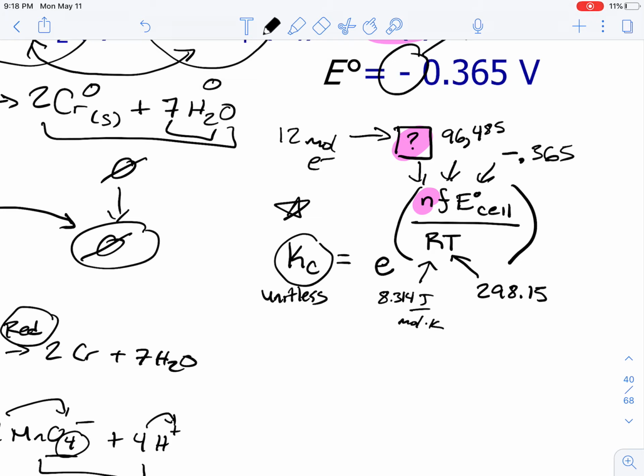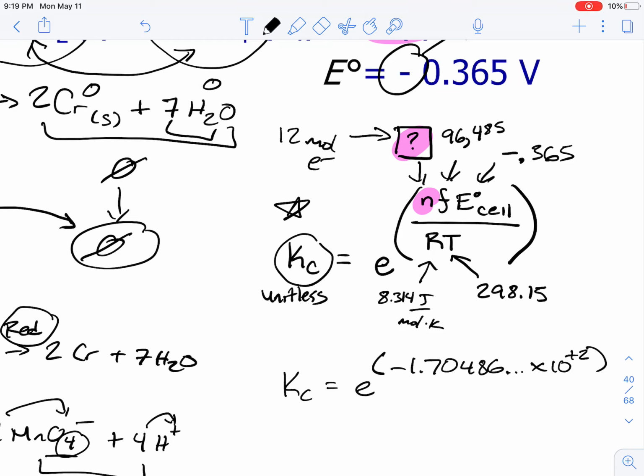So now that I have all of my pieces, I'm simply going to multiply everything in the numerator. So it's 12 times 96,485 times this by -0.365. Okay. And then I'm going to divide this by the product of 8.314 and 298.15. And so overall, I get a ln Kc value. And I'm not done yet because I need to take the anti-natural log of this. So this is going to be -1.70486, whole bunch of numbers, times 10 to the +2. So it's -170.486, and a whole bunch of other numbers.